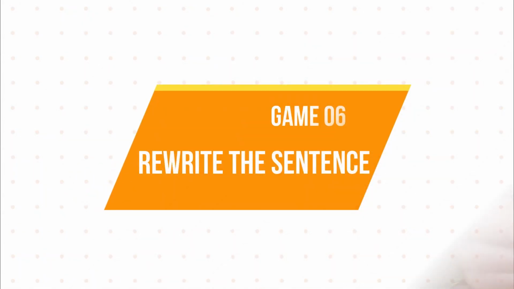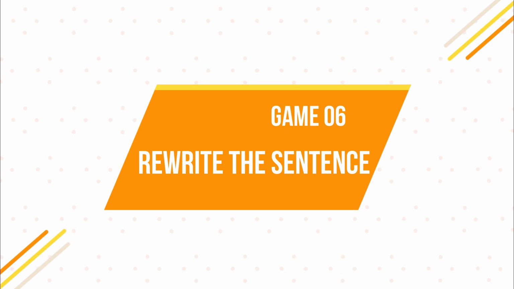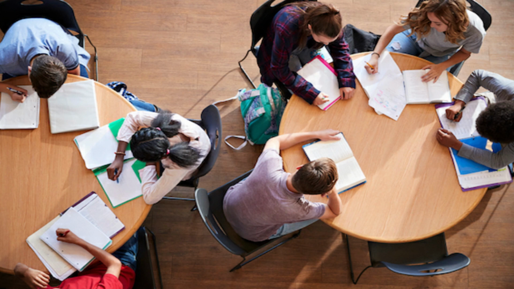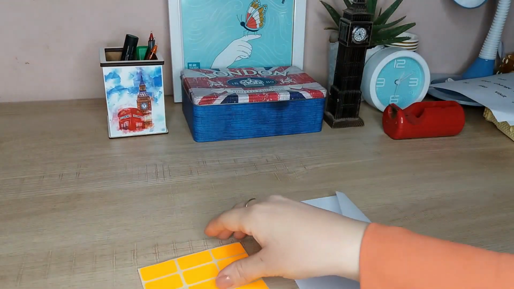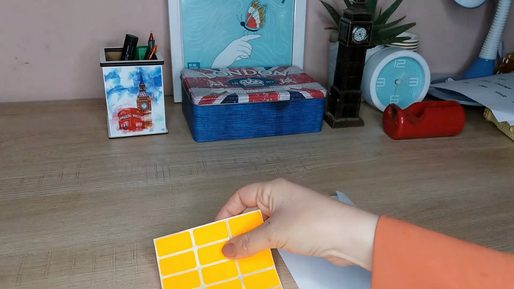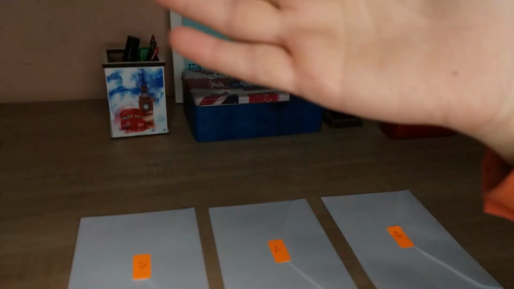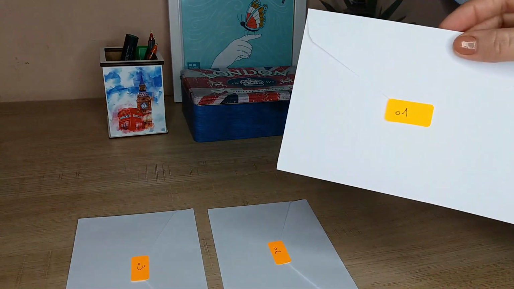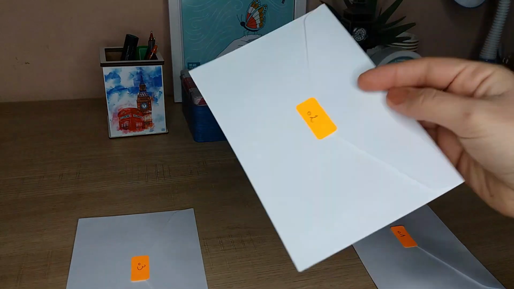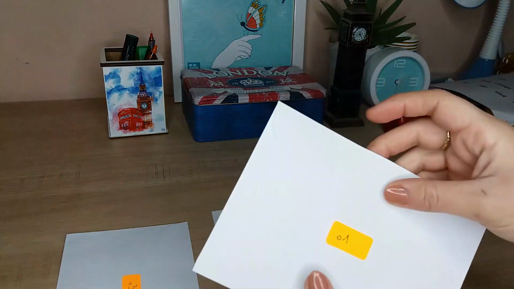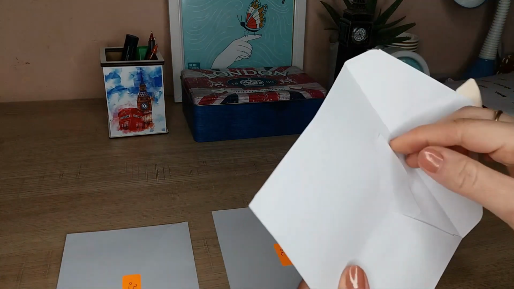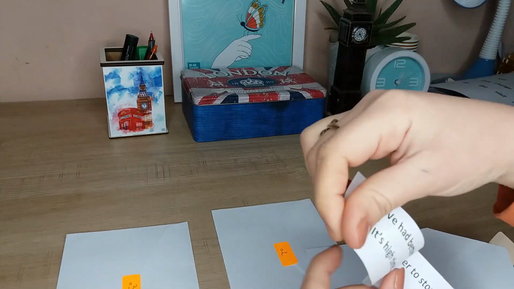My last game is called Rewrite the Sentence. All you have to do is to divide your students into groups of 5 and you give them an envelope for each group. Each envelope has 5 sentences that they have to rewrite using the new grammatical structures they have studied. It can perfectly be used for practicing the passive voice and reported speech.